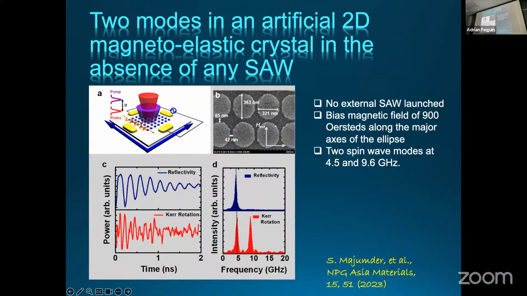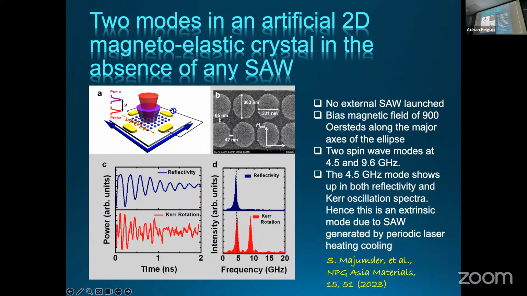We see two spin wave modes at 4.5 and 9.6 gigahertz, but they're not of the same nature. The 4.5 is due to laser heating and cooling. The 9.6 is a Kittel type spin wave mode. The 4.5 gigahertz mode shows up in both the reflectivity spectrum and the Kerr oscillation spectrum, so this is certainly due to the SAW generated by periodic heating and cooling. The higher frequency 9.6 gigahertz mode is not that.